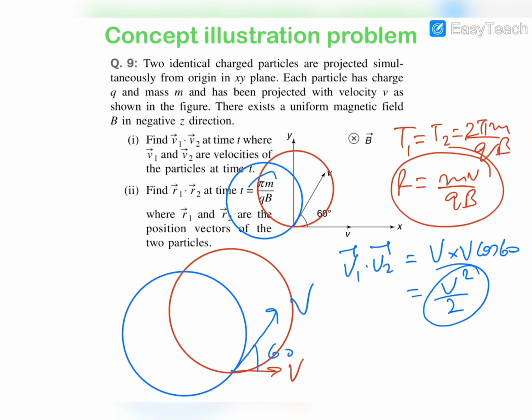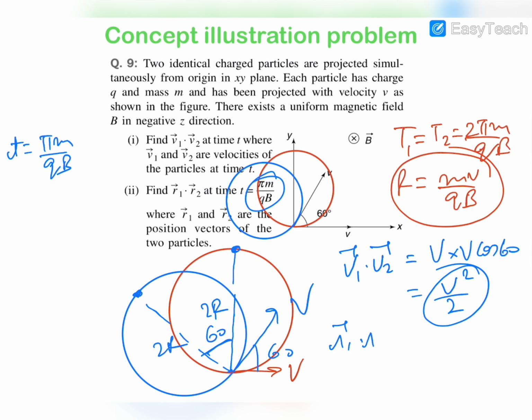At this time, which is pi m by qB, they both will be at the diametrically opposite end to the projection point. So this particle will be at this point, and this particle will be at this point. This is 2r again, this is 2r again, and the angle between both of these is 60 degrees. So if we find the value of r1 dot r2, it would be 2r times 2r times cos 60 degrees. So it would be 4r square by 2, so it would be 2r square. So this is the correct answer. Thank you.